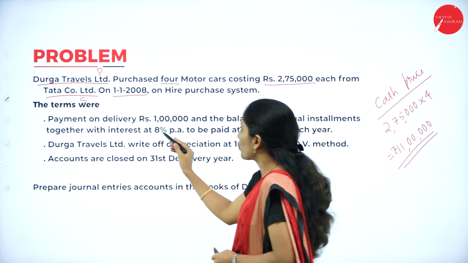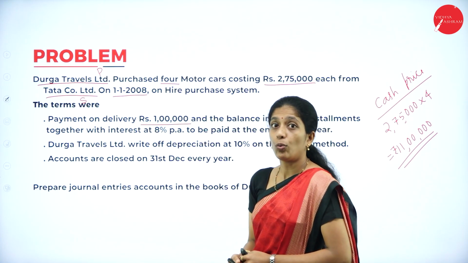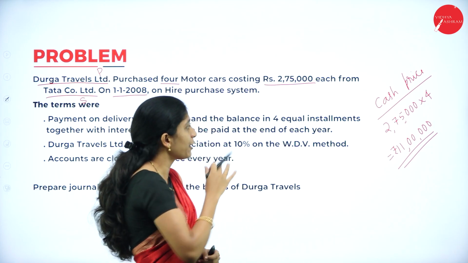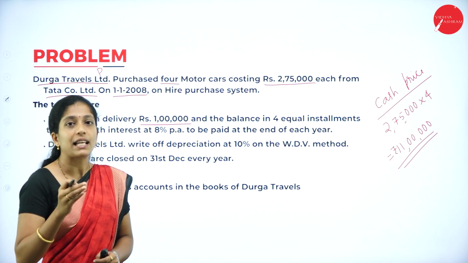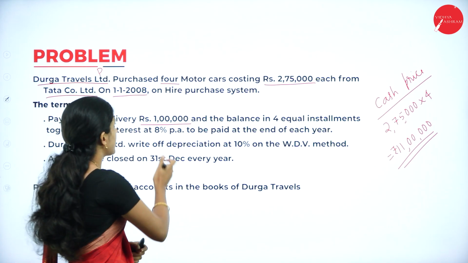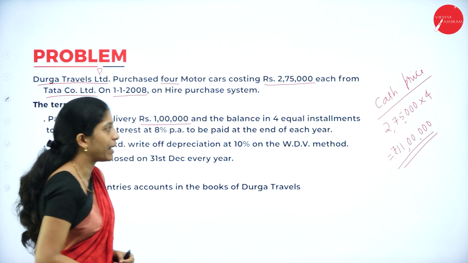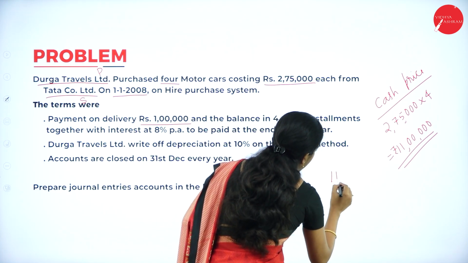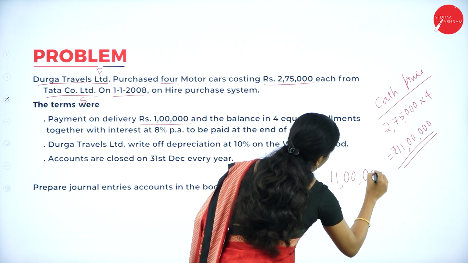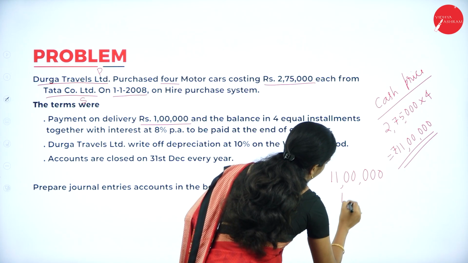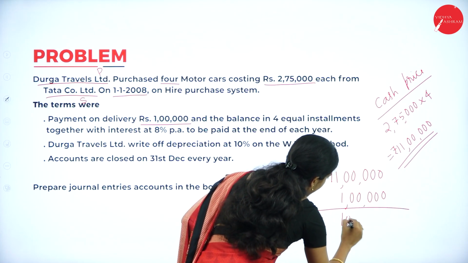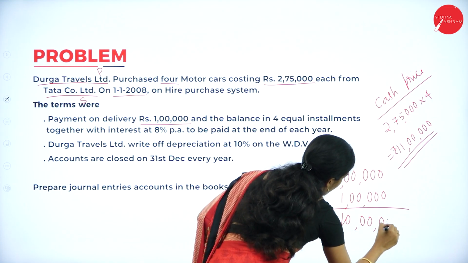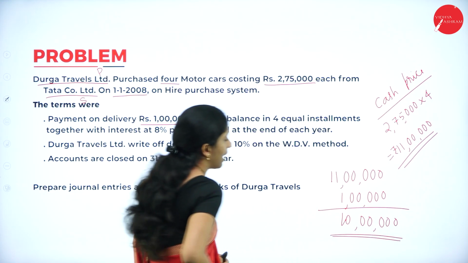Payment on delivery rupees 1 lakh. Now what they have done? They had to pay rupees 11 lakh, out of which on the date of delivery they made a down payment. Now what is this 1 lakh? It's a down payment. So they had to pay 11 lakh, and they have paid 1 lakh as down payment. So the remaining 10 lakh they have to pay in the form of installments.